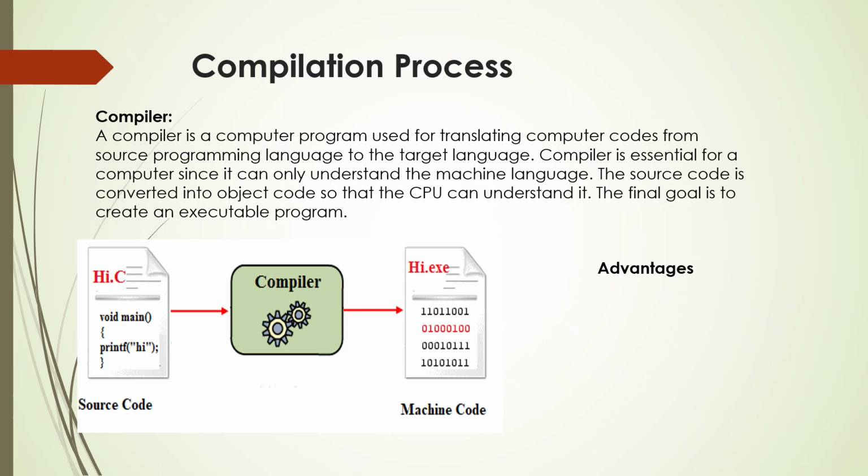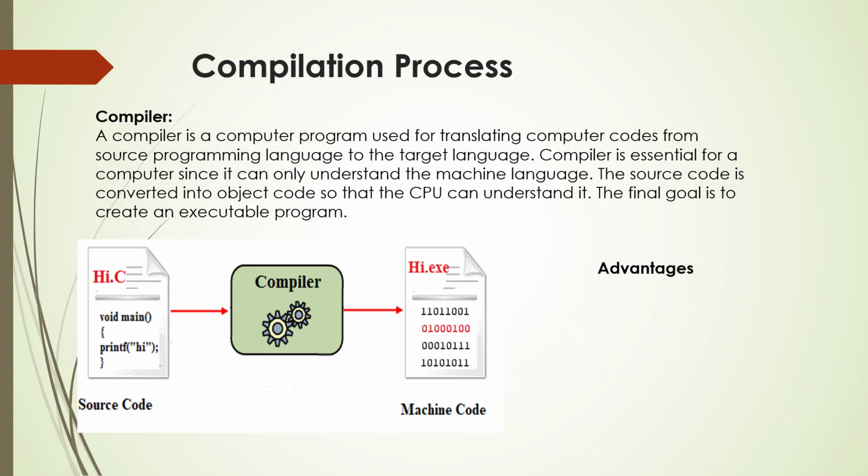The third advantage is error reporting. Before generating machine code, the compiler checks the entire program for syntax errors. If mistakes are found, it displays a list of errors so that the programmer can correct them. Although this may seem time consuming initially, it helps improve the quality of the program.